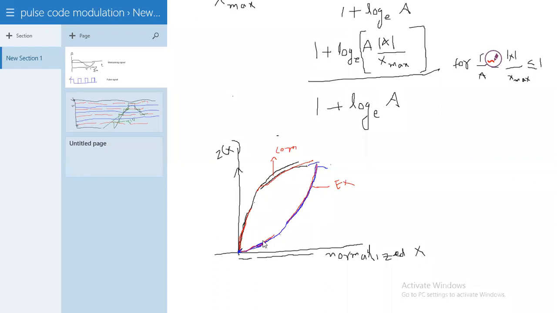Here we can remember the companding is a non-uniform quantization. If the weak signal is present, we can amplify that signal, and if the large signal is present, we can compress that signal. Then the signal is given to the uniform quantizer. Then that signal is transmitted. That signal at the receiver is passed through the expander.